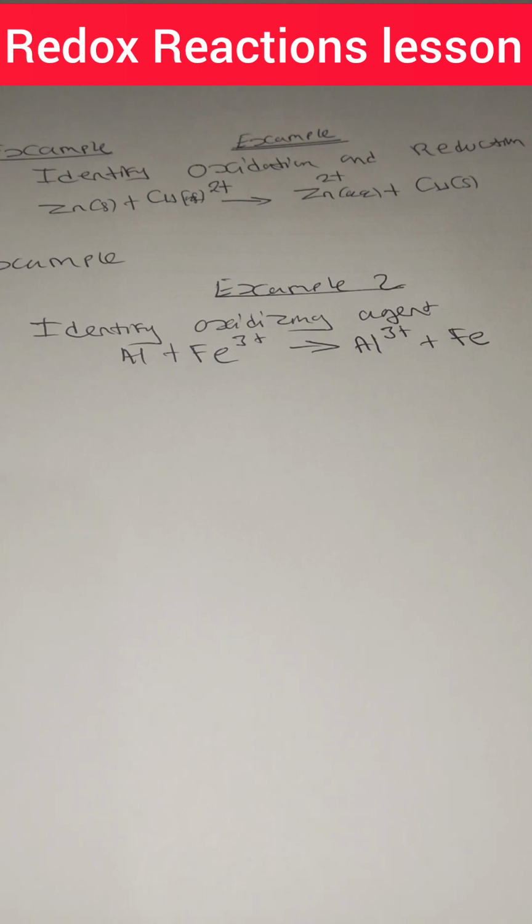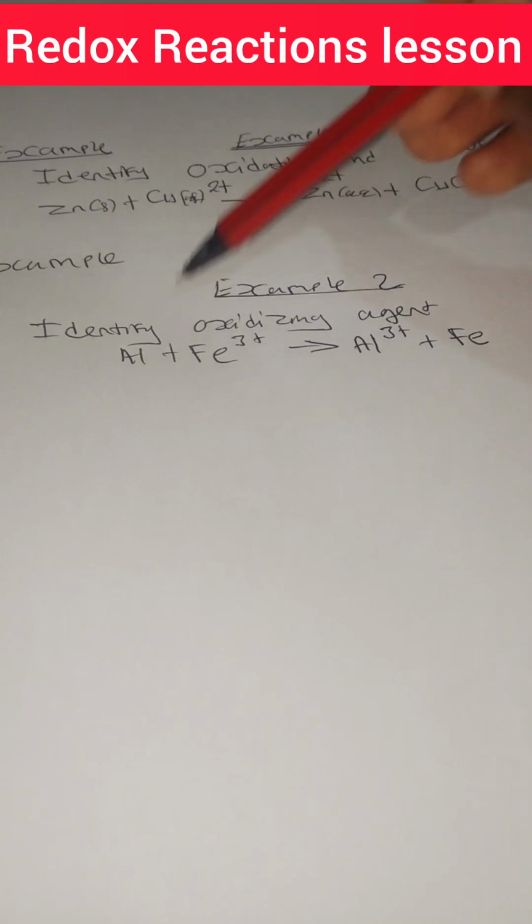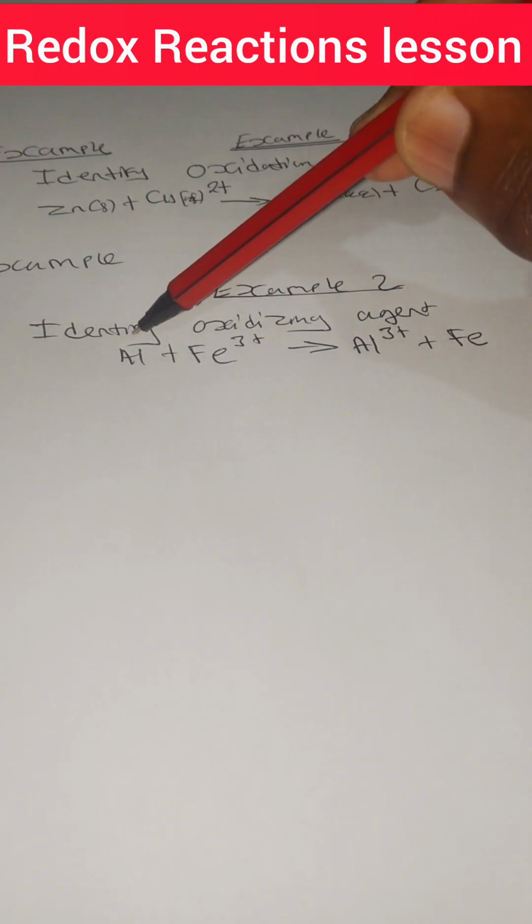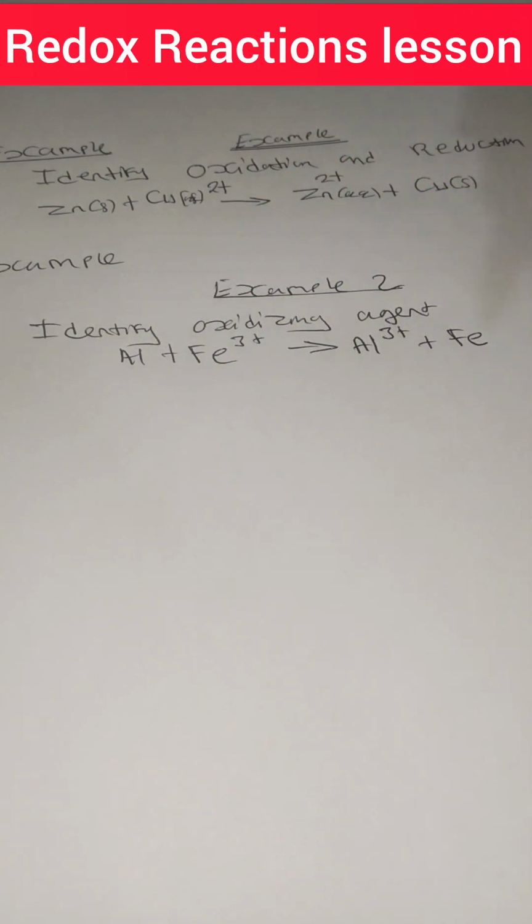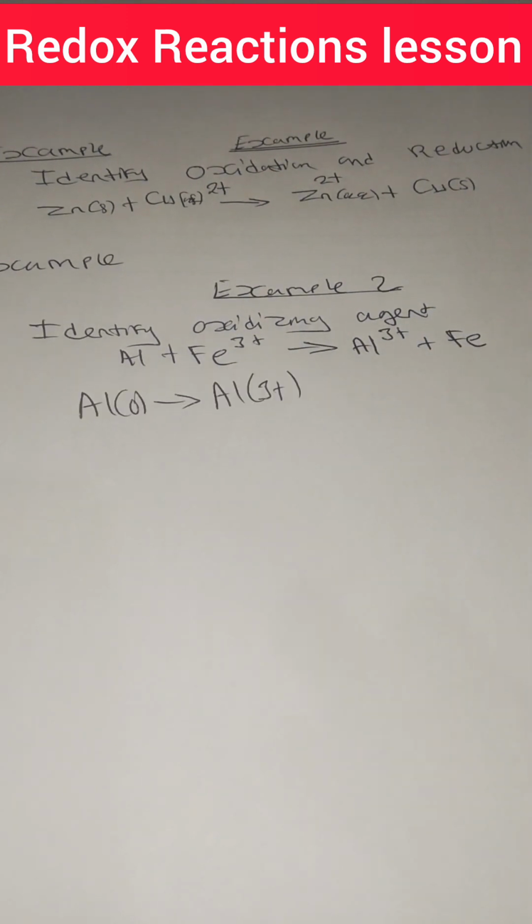Now let's look properly. Which one has undergone reduction? And what did we say earlier? We said reduction is gain of electrons. So which one has gained the electrons here? When we look properly, we are going to see that Al, which is aluminium, has 0 on this side, and then it had the 3+. So are we going to consider that gain of electrons or loss of electrons? The answer is it has lost electrons. For it to gain positive charges, it has lost electrons.